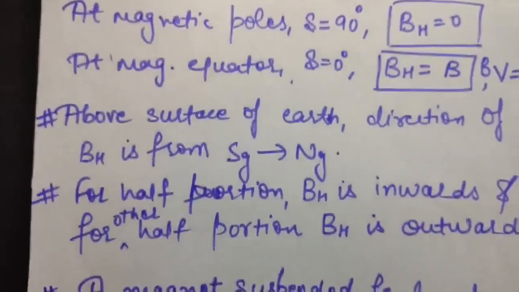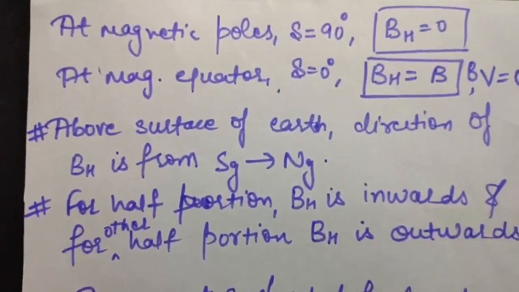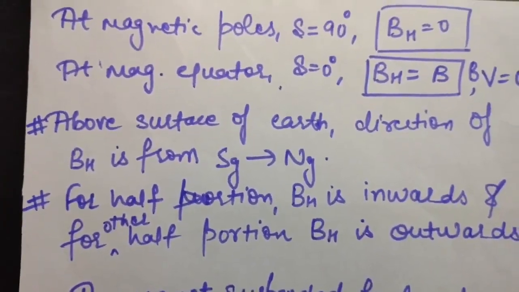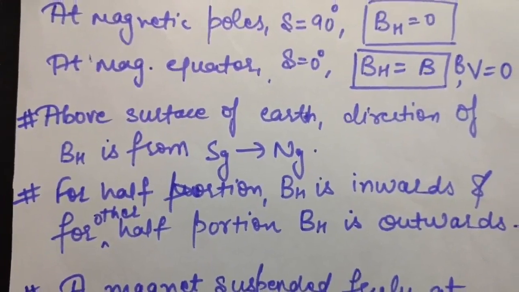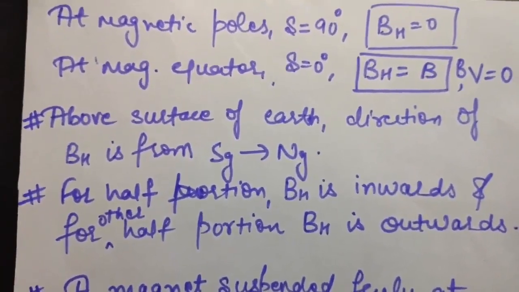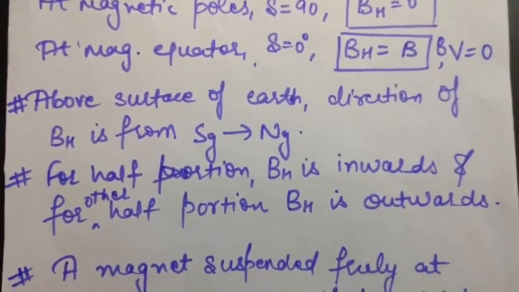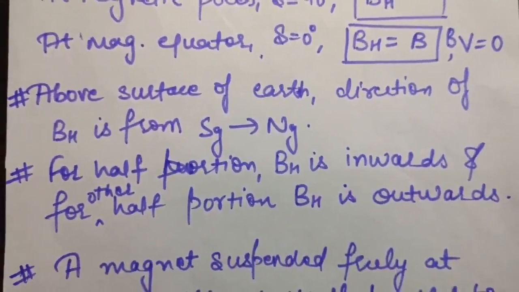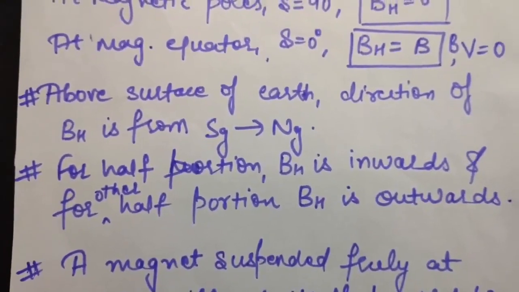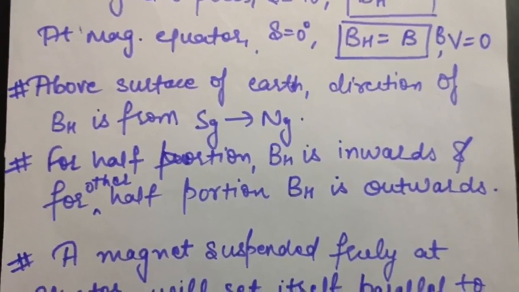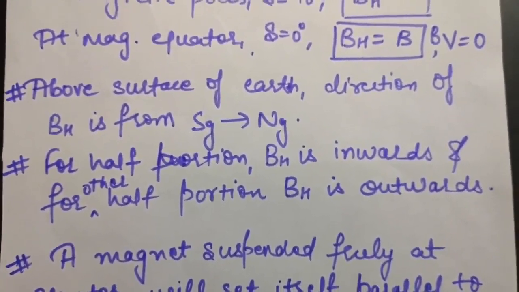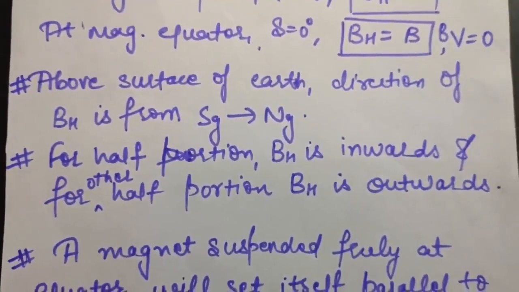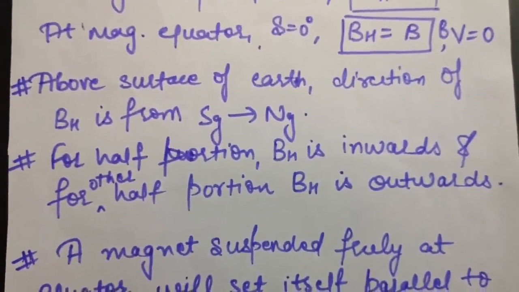Okay. So now there are some things which are related to horizontal and vertical components. The first is, above the surface of Earth, direction of horizontal component is from south, that is geographical south, to geographical north. Second point is, for half portion BH is inwards and for other half portion BH is outwards. This is obviously if you take a point and draw a parallel line to Earth's surface and you calculate del and then resolve the B, then for half portion BH will come inside and for half portion BH will point outwards.